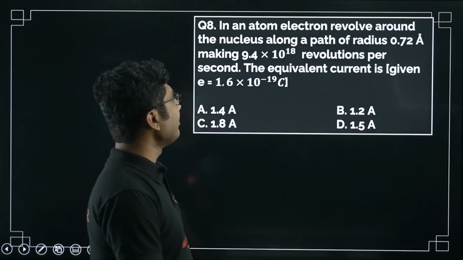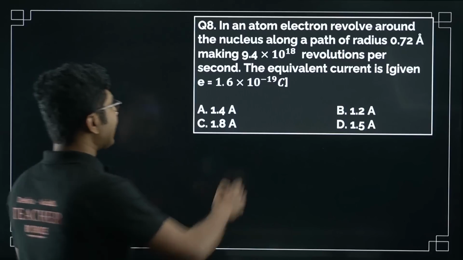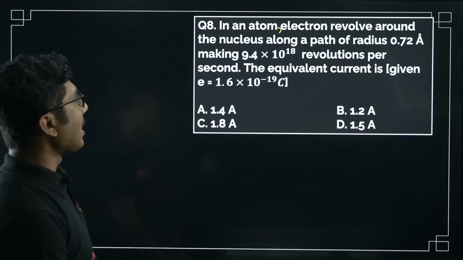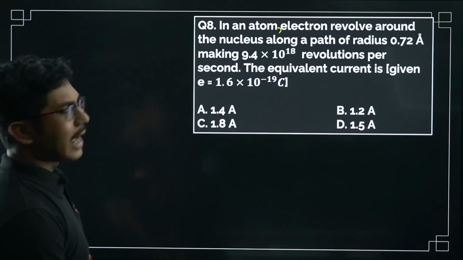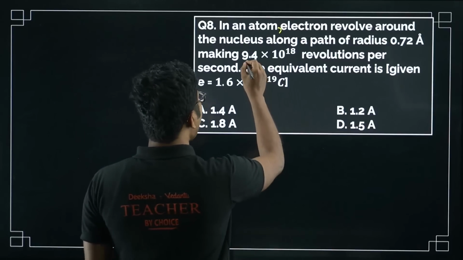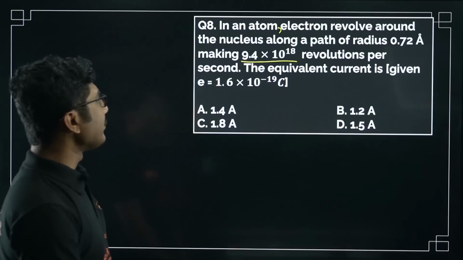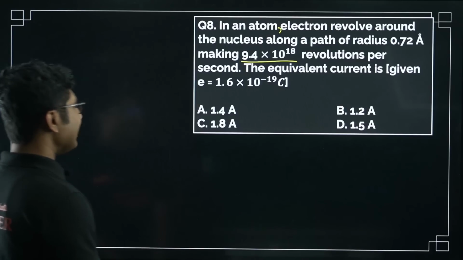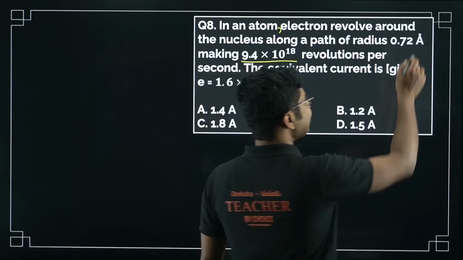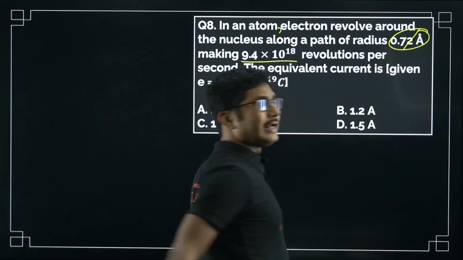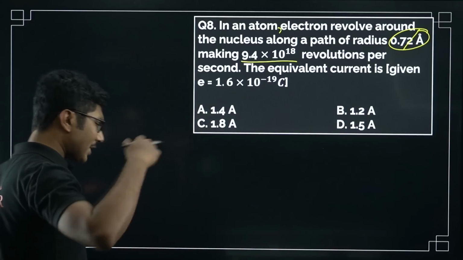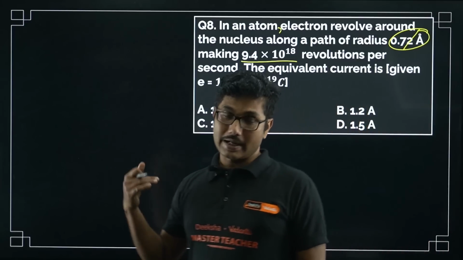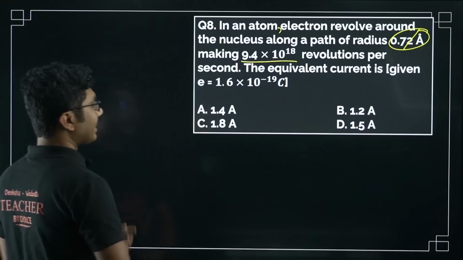Next question. An electron revolves around the nucleus along a path of radius 0.72 angstrom, making 9.4 into 10 to the power of 18 revolutions per second. The equivalent current is, so you have to find the current. Now radius is not important here. Okay, radius is not required in this case. They have tried to make it a little complicated by making it with the atoms chapter, but anyway this is not an atoms chapter question.